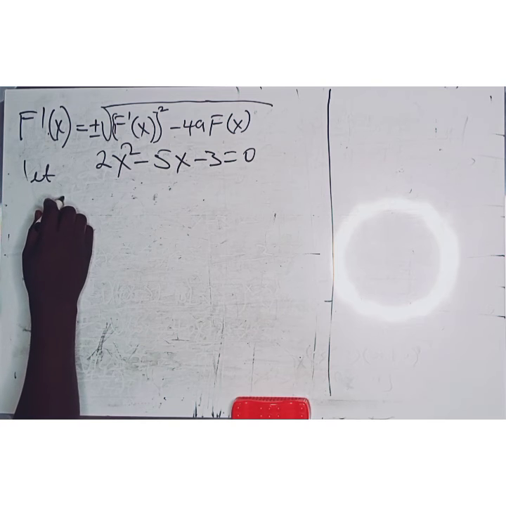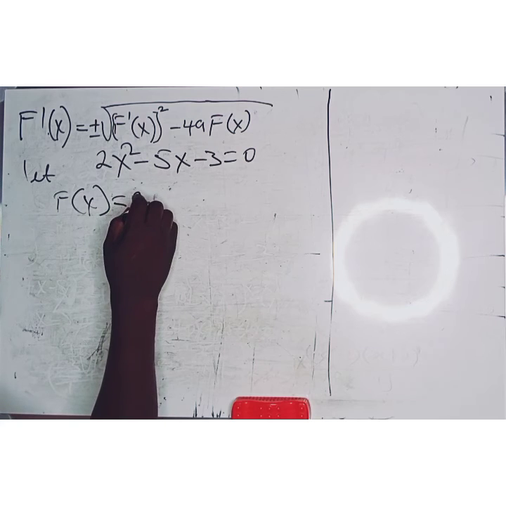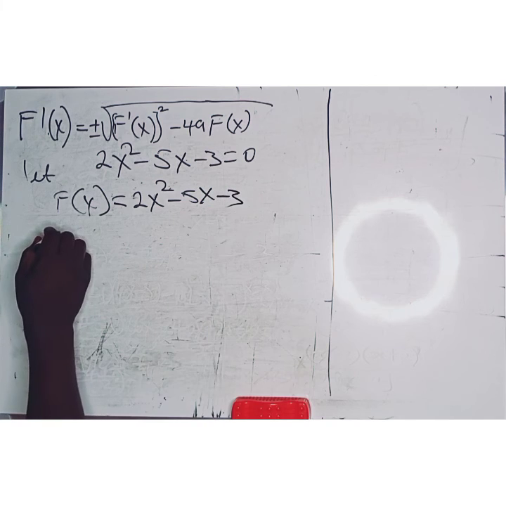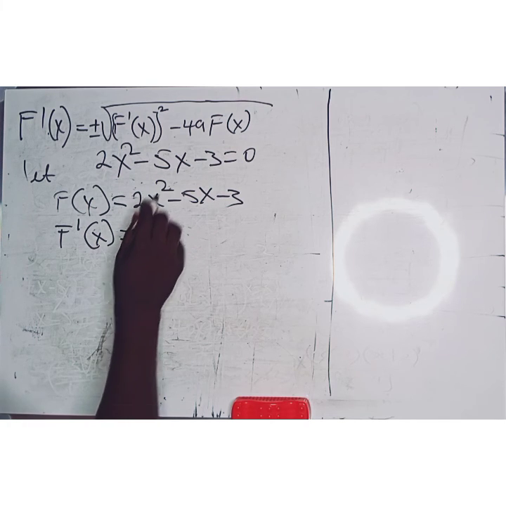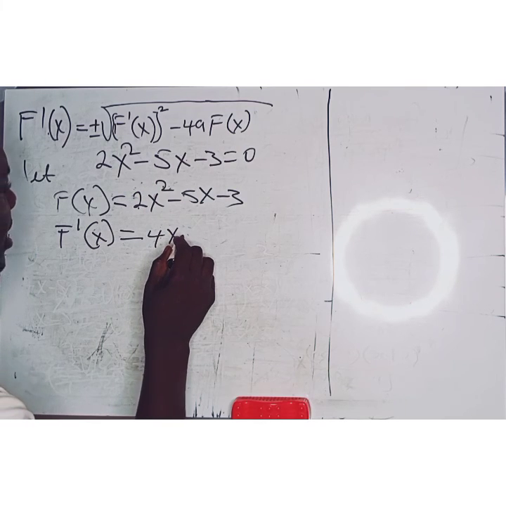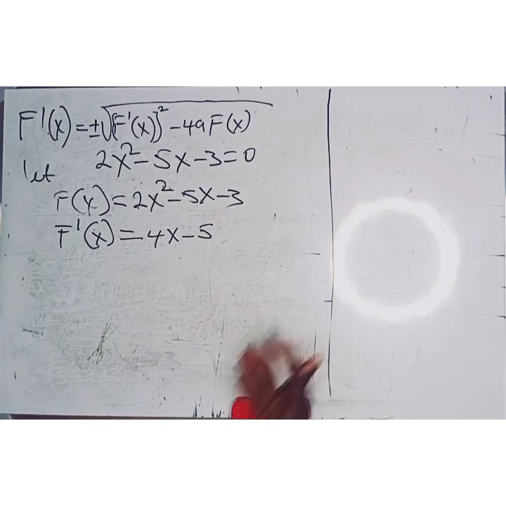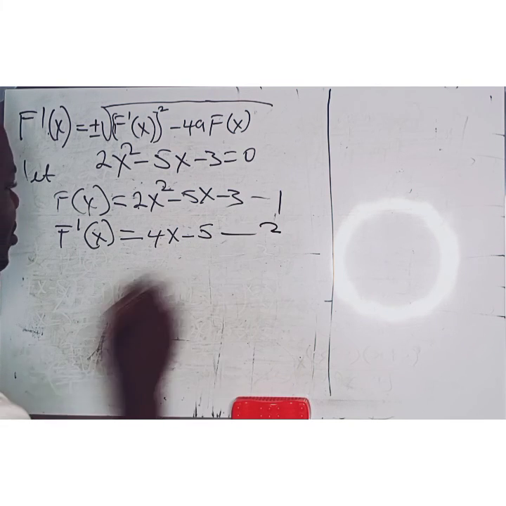Alright, let f of x equal the non-monic expression, which is 2x squared minus 5x minus 3, such that its first derivative, written as f prime of x, is equal to 4x, that is 2 times 2 here is 4x, 2 minus 1 is what? 1, okay? Then minus 5. Don't worry, in my subsequent videos, when I teach about derivatives, I will show you how we get all this, okay? So, call this equation 1, equation 2, alright?